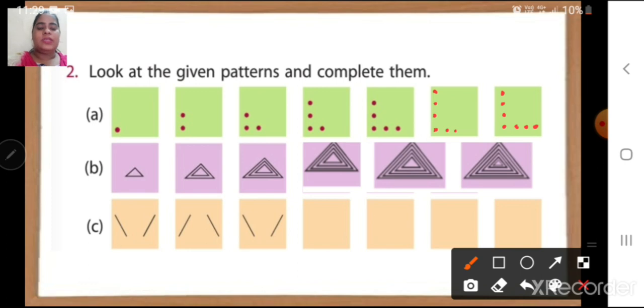The last one is up and down lines, correct? So first you can see like this. So the next pattern will be this way. Okay, then again on the other side, again like this, then again this way. So you have to observe the pattern and then you have to draw it properly.